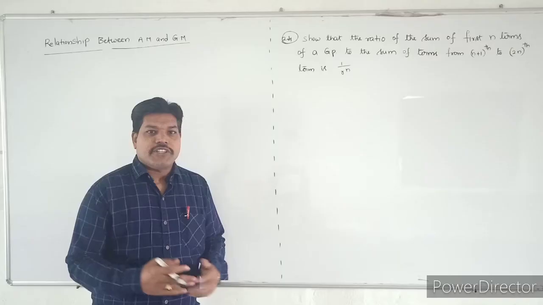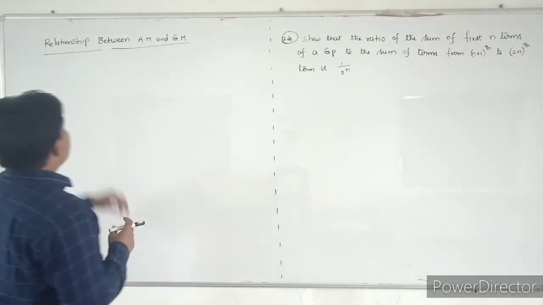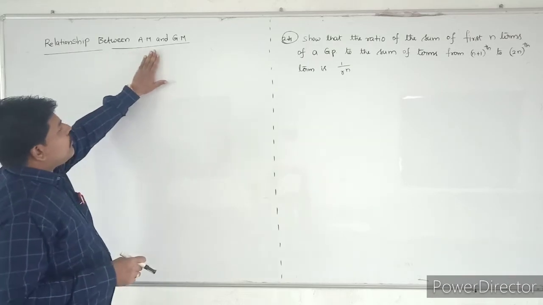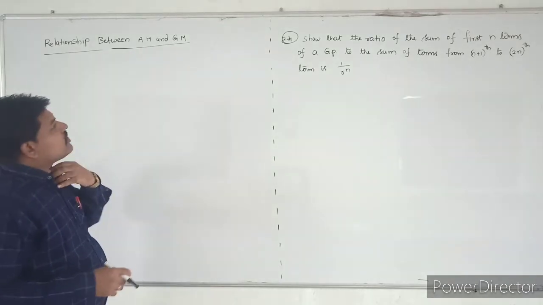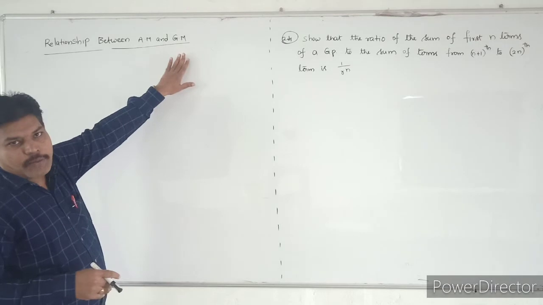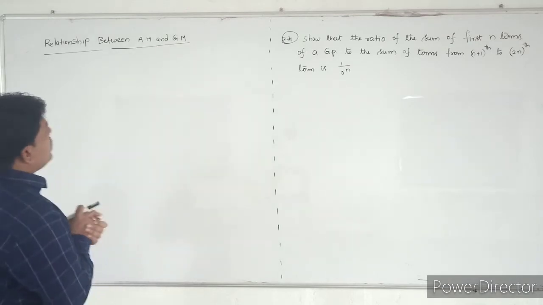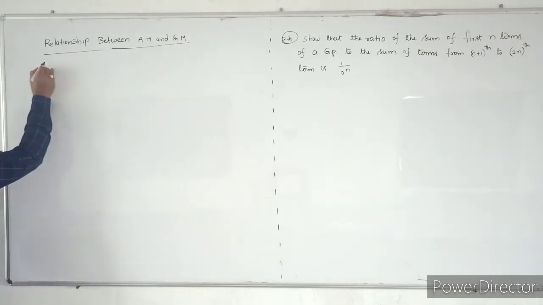Okay. See students, see some concept here. Relationship between arithmetic mean and the geometric mean. What is the relation between the arithmetic mean and geometric mean? So see that one here. What will I take?